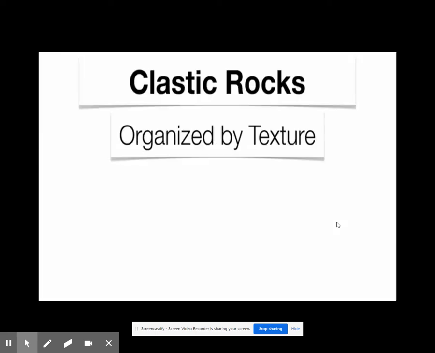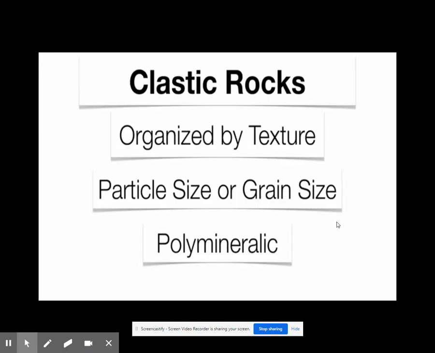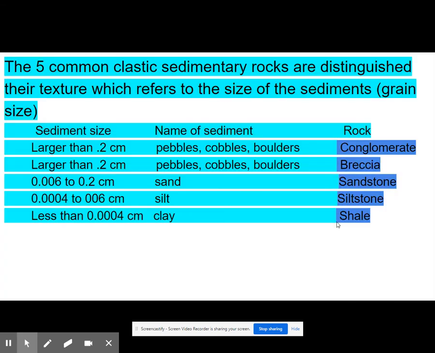So how do you identify them? Well, the way you identify them is by what we call their texture. So texture is the particle size or the grain size, the size of the little pieces. And we're going to be looking at many different minerals embedded in those pieces. So we call this a polymineralic rock. Okay.